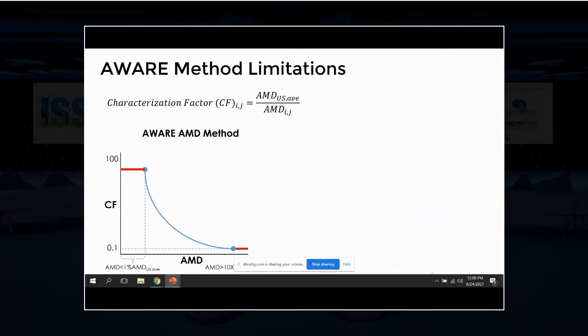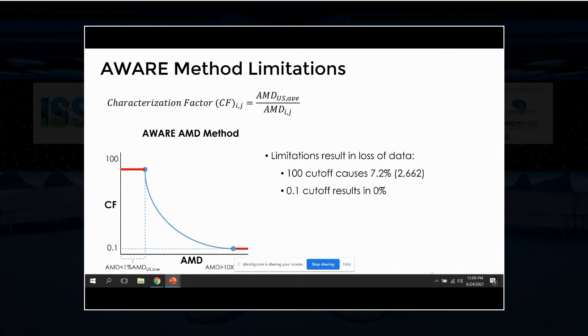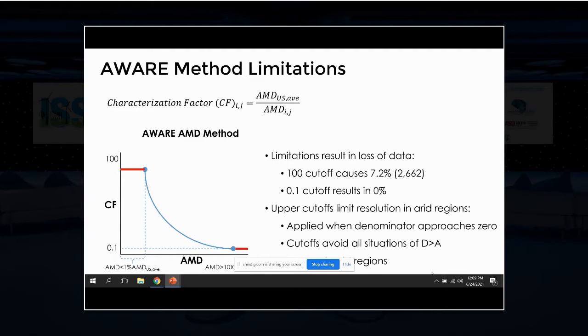But when I started looking into it, I realized that these cutoffs led to a lot of data loss, particularly at the upper end. So at that maximum value of 100, there's about 7.2% loss of data at the US level. So 2,662 data points are sort of truncated and held at that maximum. There were no results at the bottom, which is kind of interesting, but I really want to focus on this maximum because where this is happening is particularly important in the arid locations of the US.